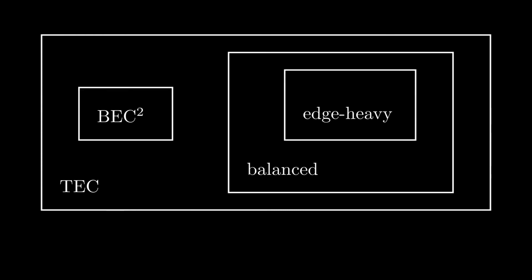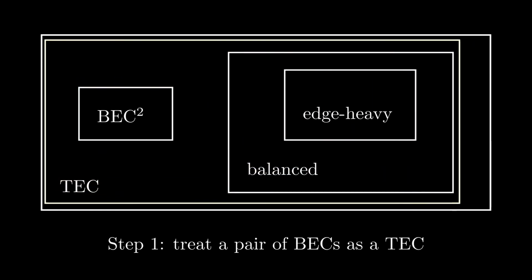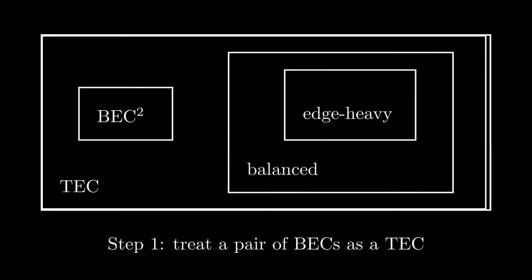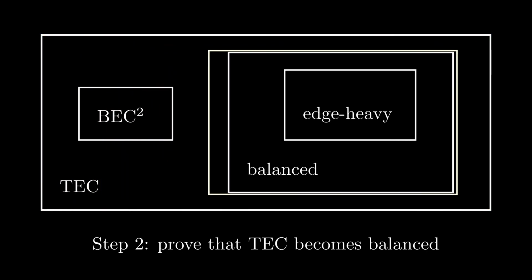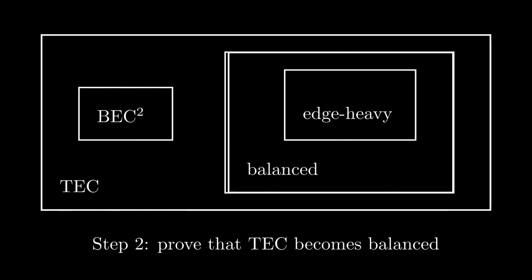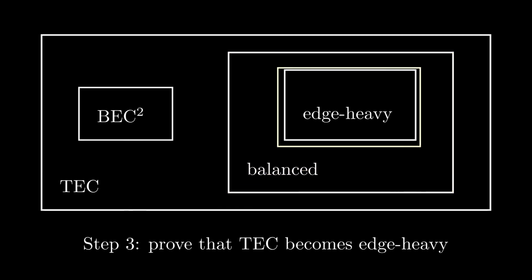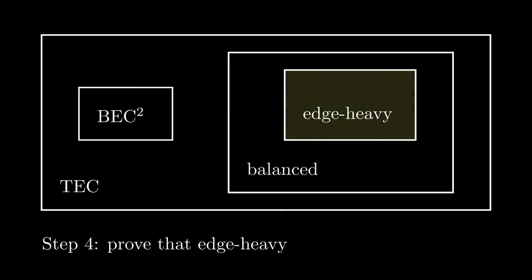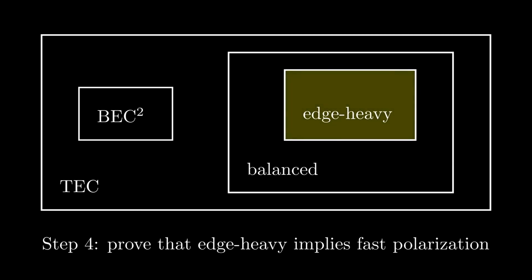Here is a cartoon that shows the relation among what we just defined. And here is a proof sketch. Step 1. Treat a pair of BECs as a TEC. Step 2. Prove that TEC becomes balanced after you apply parallel and serial stuff. Step 3. Prove that TEC becomes edge-heavy after you apply parallel and serial stuff. Step 4. Prove that edge-heavy implies fast polarization.